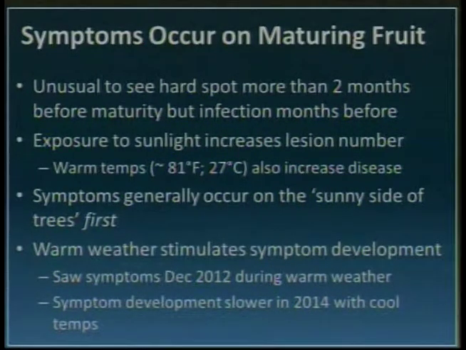Exposure to sunlight increases the lesion number, and warm temperatures, above approximately 81 degrees Fahrenheit, also increase the disease severity. Often you will see these symptoms on the sunny side of the tree, and that's where it shows up first. It'll eventually spread around to the other side of the tree or onto shadier parts of the grove for full symptom expression. It doesn't actually get much more severe, but just shows up there first.